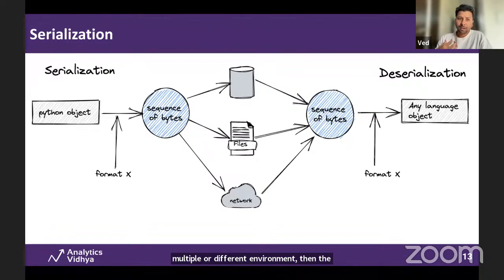There are multiple types of serialization. In serialization, you basically pass the data and store it in a sequence of bytes. And when you read it in a different environment, you deserialize it, and that state is preserved.